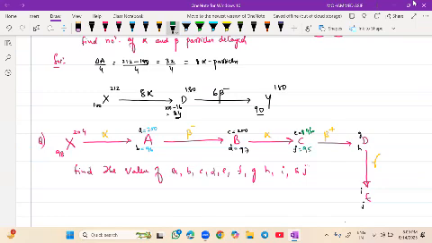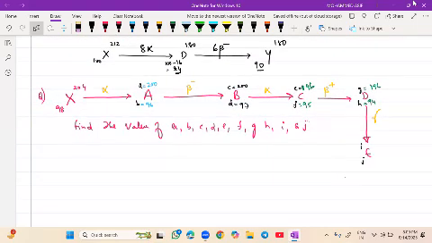Then beta plus decay. When beta plus decay is undergone, the mass number will be the same, 196. The atomic number decreases by 1, so 95 minus 1 is 94. Then if it undergoes gamma decay, there is no change in mass number and no change in atomic number. That means the I value will be 196 and the J value will be 94. Am I clear? Any doubt in this one? Clear? Yes, sir.